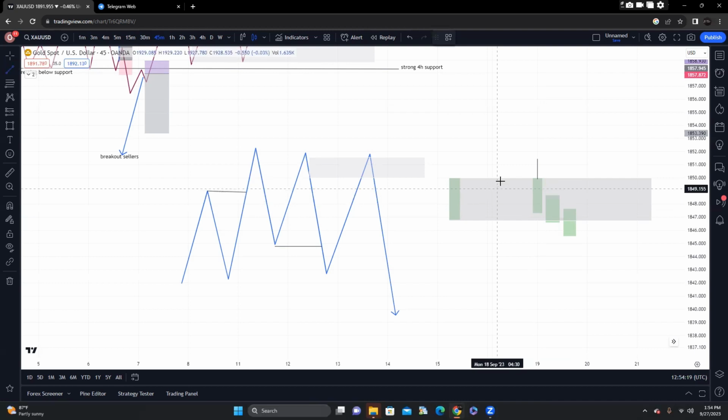I have to wait for other confluences. So in that kind of instance, what you do is wait for the next 4 hours to see what it's going to do, because this 4 hour may actually still come, do the same thing and close inside the order block.